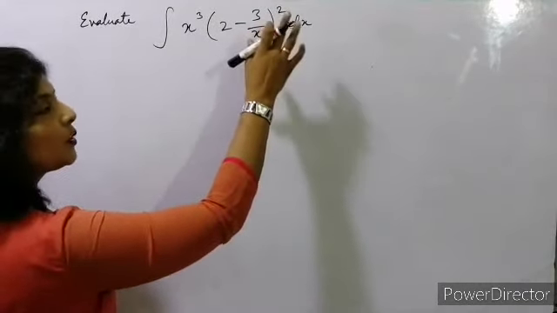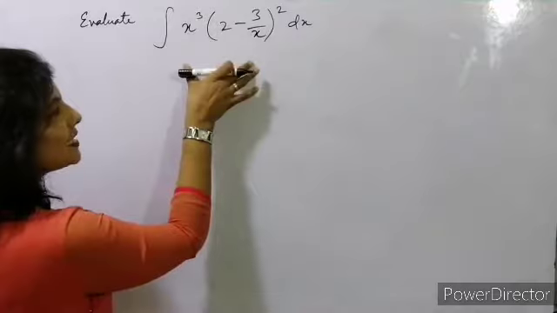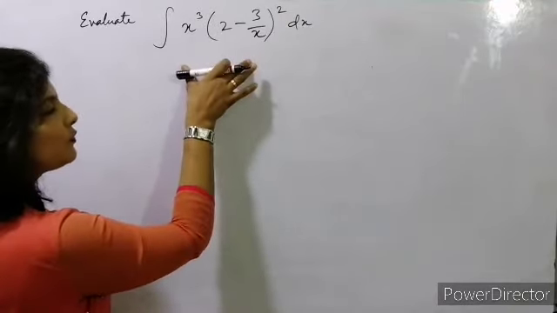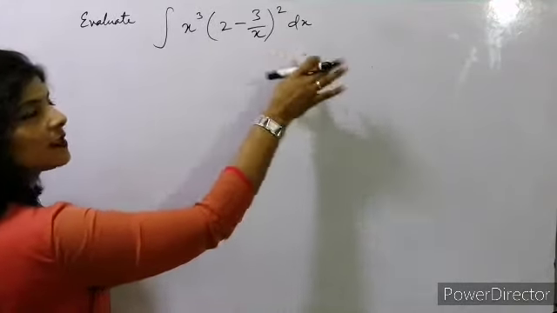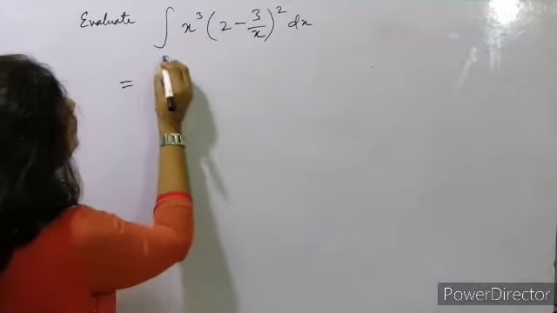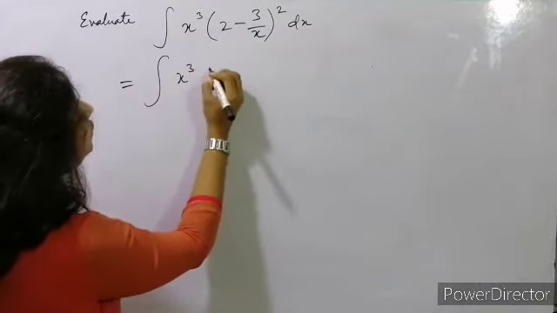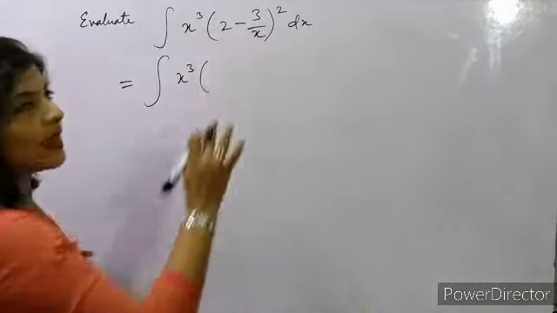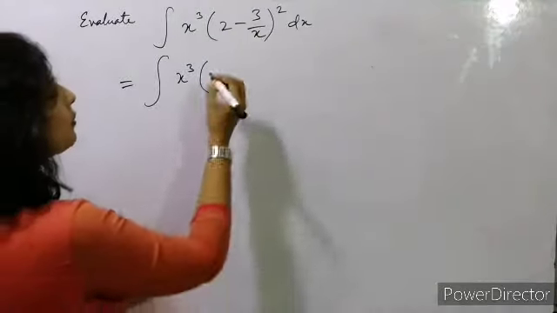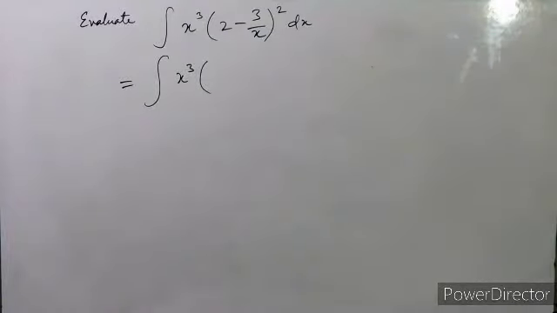x cube multiplied by 2 minus 3 upon x to the power 2. Okay, so this is the function. We have to find out the integral of this function with respect to x. So first of all we'll multiply this x cube multiplied by a minus b whole square. What will be the formula of a minus b whole square?